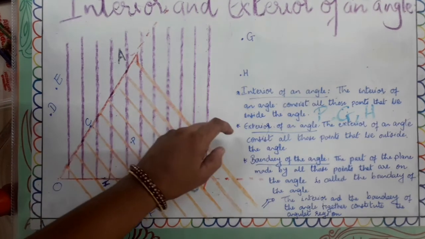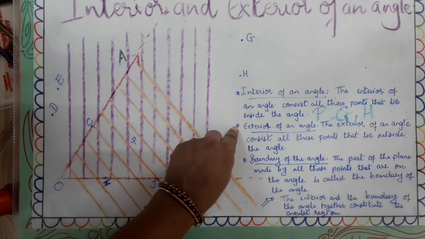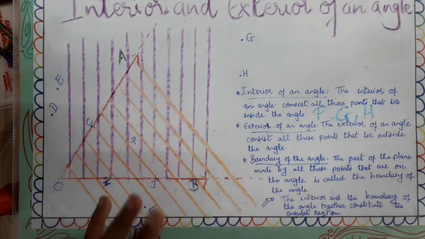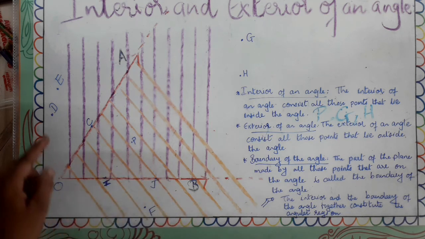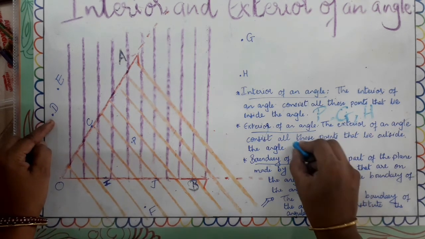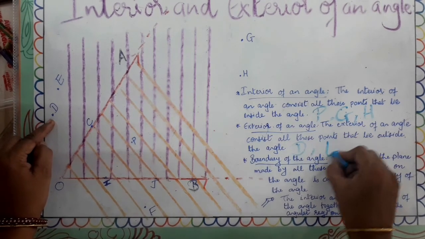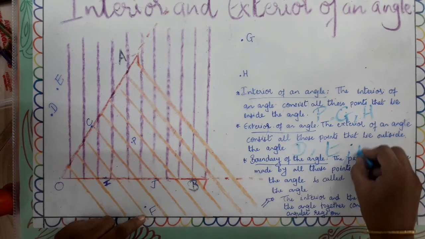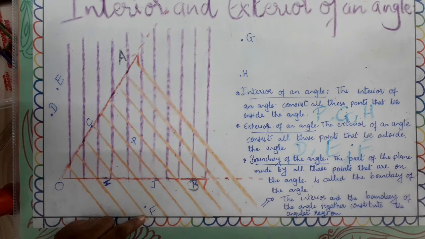Now what is the exterior of the angle? That is the part of the plane made by all those points that are not enclosed by the angle. Okay, so which are the exterior points here? That is point D. You can see point E also, and here you can see point F also. They are all exterior points.